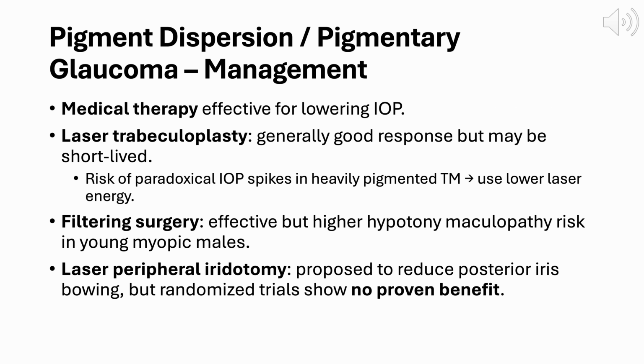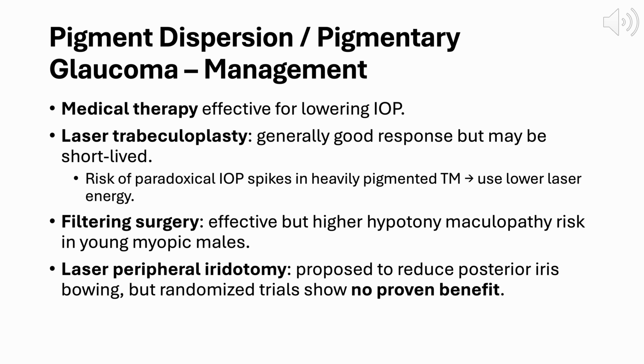Management of pigment dispersion in pigmentary glaucoma begins with medical therapy, which is typically effective in lowering intraocular pressure. Laser trabeculoplasty can also produce a good response, though the effect may be shorter-lived in this population. Because heavily pigmented trabecular meshwork carries a risk of paradoxical pressure spikes, lower laser energy settings should be used. Filtering surgery is another effective option, but carries a higher risk of hypotony maculopathy in young, myopic men, making careful case selection essential.